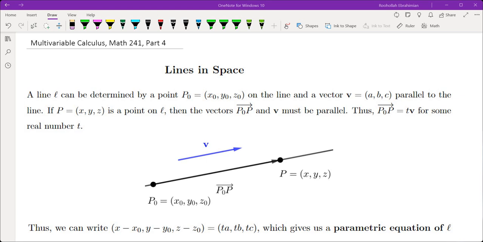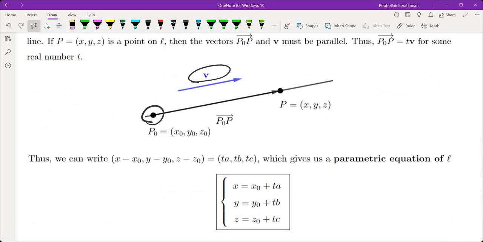Oftentimes when we think about lines, we think about 2 points and a line going through these 2 points. However, a better way of thinking about lines would be to say they contain a point, let's call that P0, and a vector that is parallel to the line. So if we say a point P equals x, y, z is on that line, for the line to be parallel to the vector v, we need to have the vector P0P to be a scalar multiple of v.